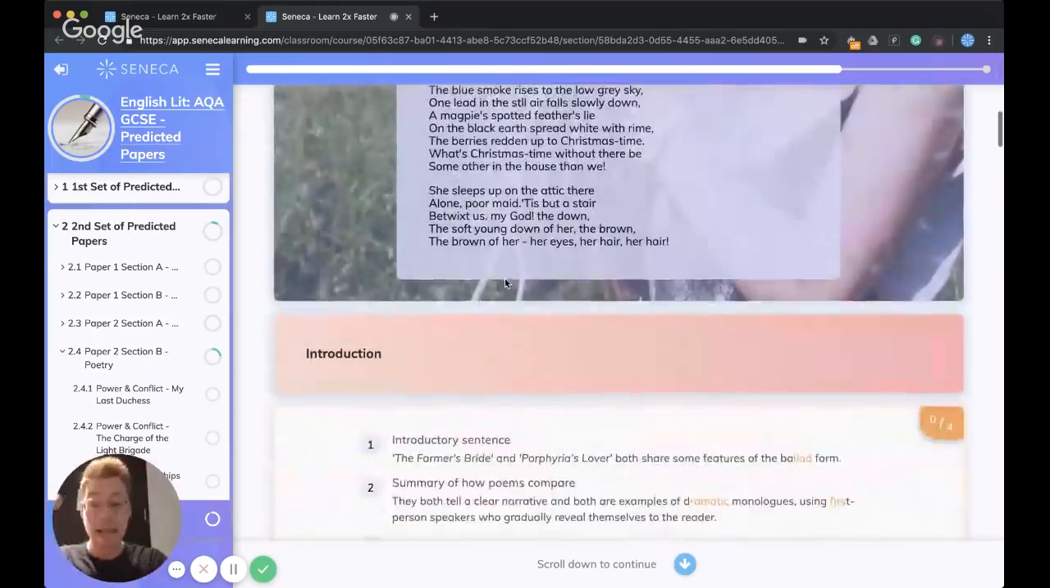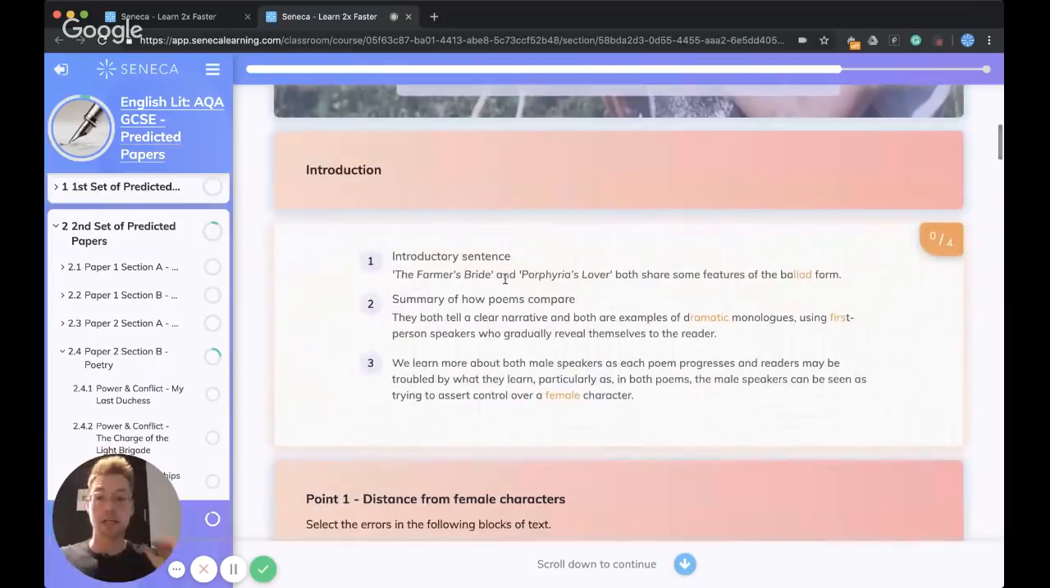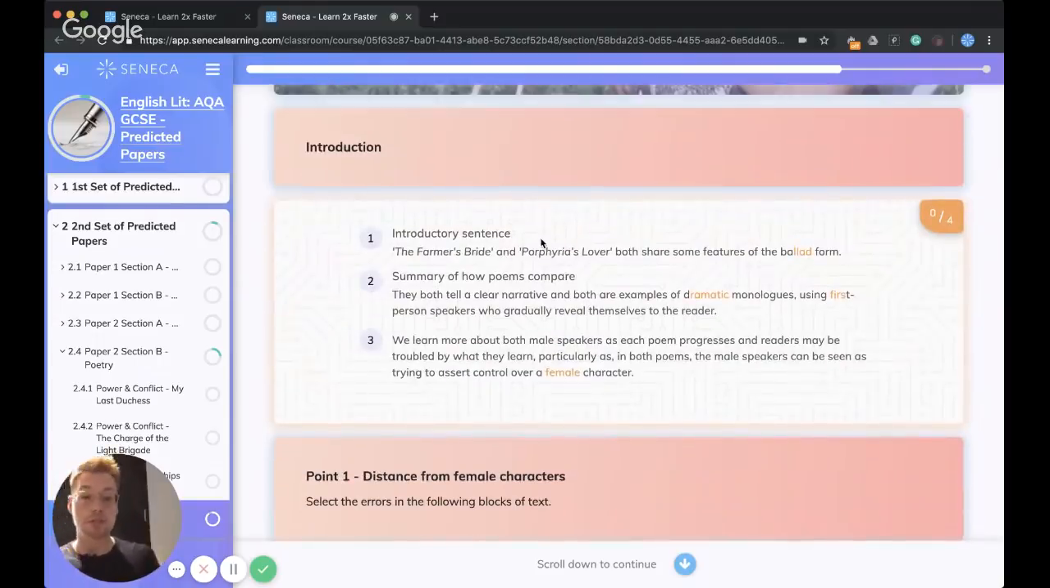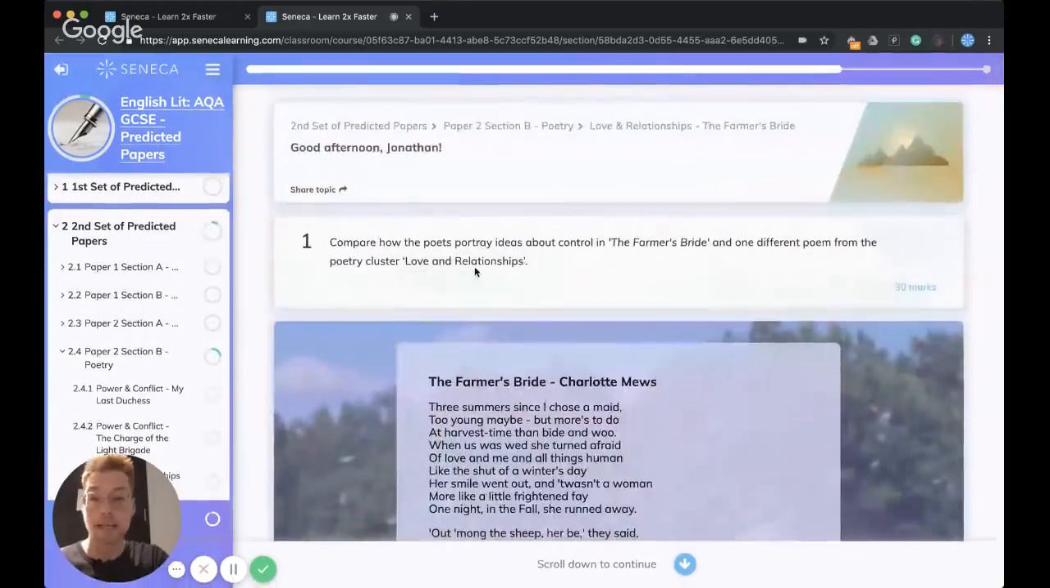We haven't got ages left, so we'll just quickly talk over how to structure different parts. In your introductory sentence, remember, you want to mention both of the poems that you're going to be comparing. The question is: compare how the poets portray ideas about control in The Farmer's Bride and one different poem from the poetry cluster, love and relationships. Control is a very common theme in this anthology, so this is a good one to go over.